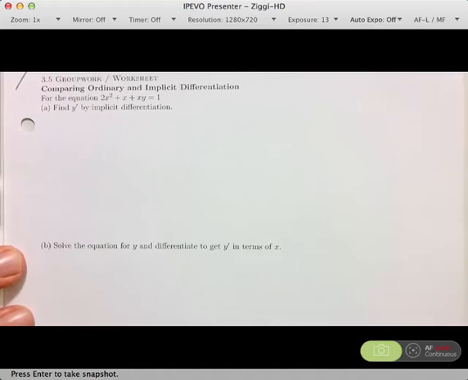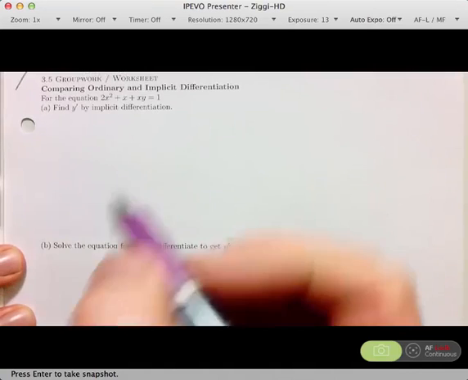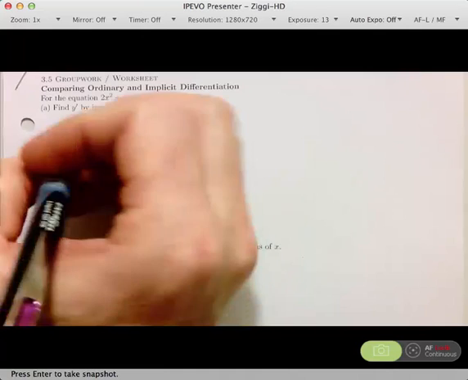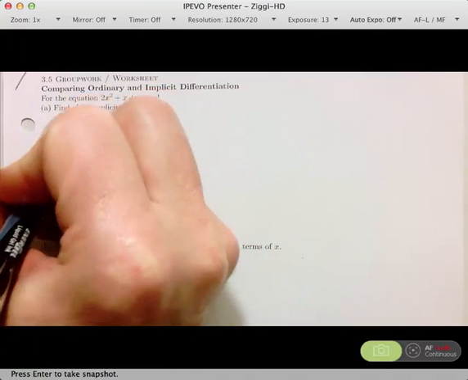Okay, we're going to try and do a pretty quick walkthrough of this implicit differentiation worksheet. Okay, first, how do we find y prime? Well, we're going to take the derivative of both sides.